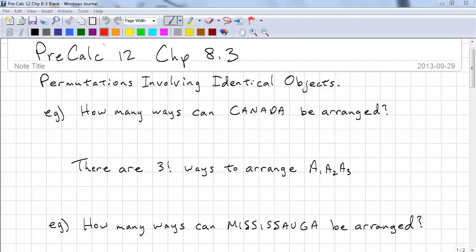This is PreCalc 12, Chapter 8.3. We're going to look at more permutations, this time involving identical objects. So, for example, how many ways can Canada be arranged?